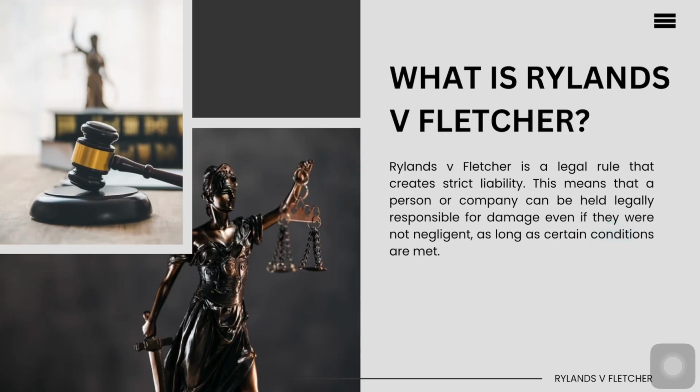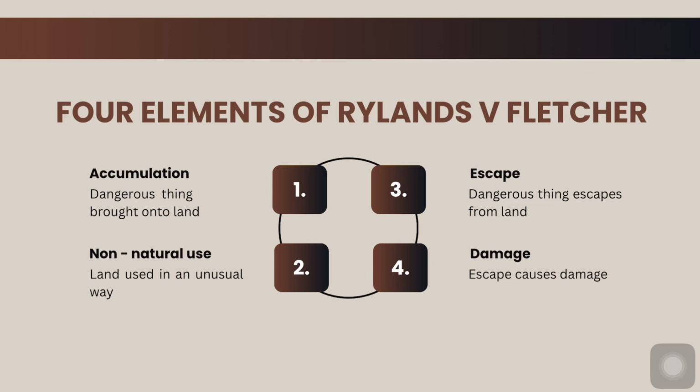What is Rylands v. Fletcher? Rylands v. Fletcher is a legal rule that creates strict liability. This means that a person or company can be held legally responsible for damage even if they were not negligent, as long as certain conditions are met. There are four elements of Rylands v. Fletcher: accumulation, non-natural use, escape, and damage.